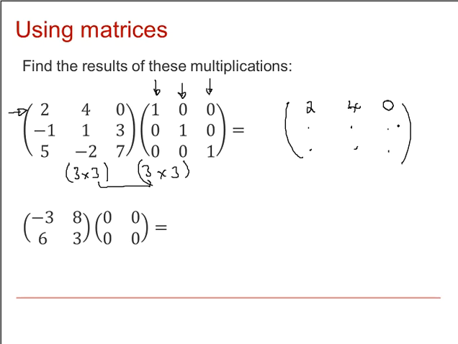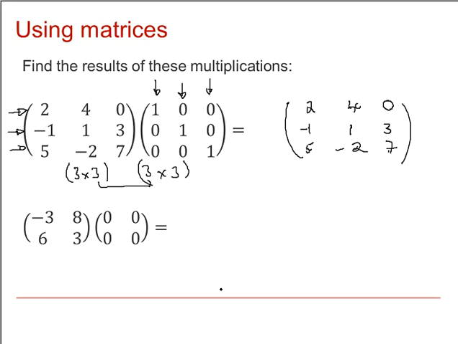Now, as we move down, the same thing is going to happen, so that each of the second and third rows are simply going to be repeated in our product matrix: -1, 1, 3, and 5, -2, 7. So we can see that the multiplication by that matrix on the right has had no effect on the left-hand matrix.